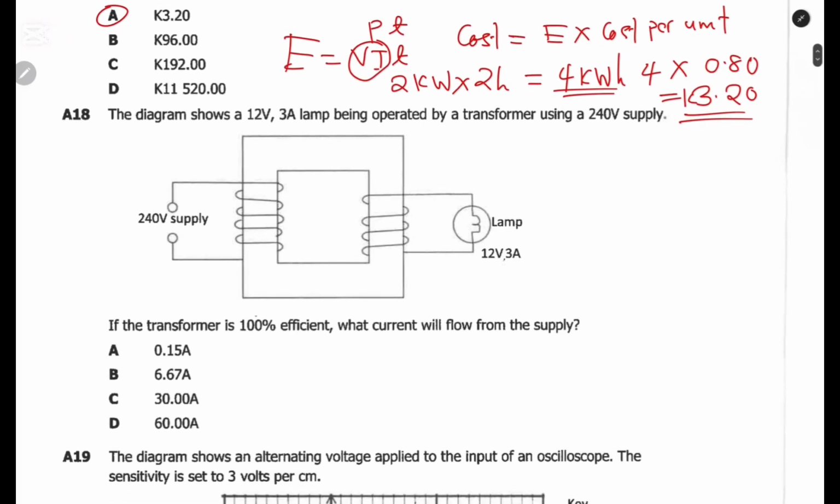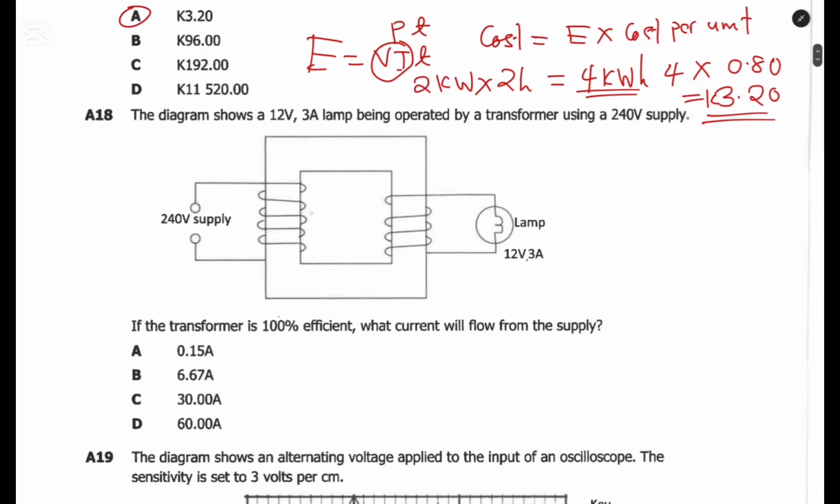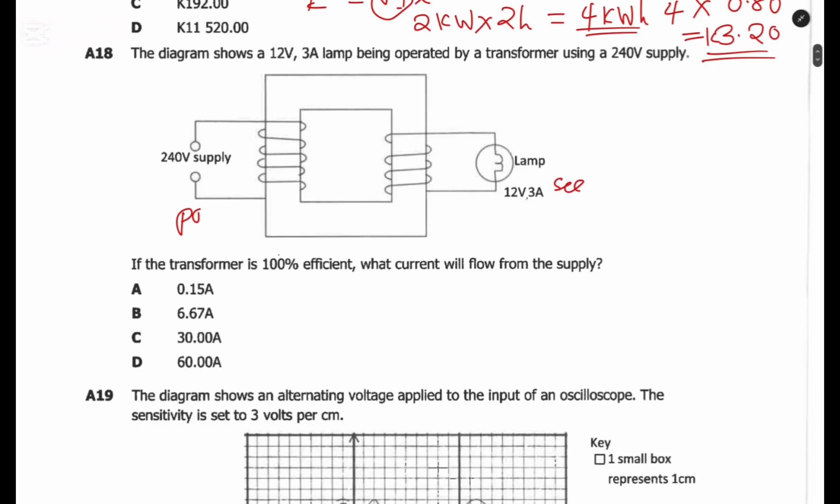The diagram below shows a 12 volt 3 amp lamp being operated by a transformer using a 240 volt supply. Now this is the main supply. So here is where you find the primary, and here is where you find the secondary. If the transformer is 100% efficient, what current will flow through the supply? What they are telling us here is that this is an ideal transformer.